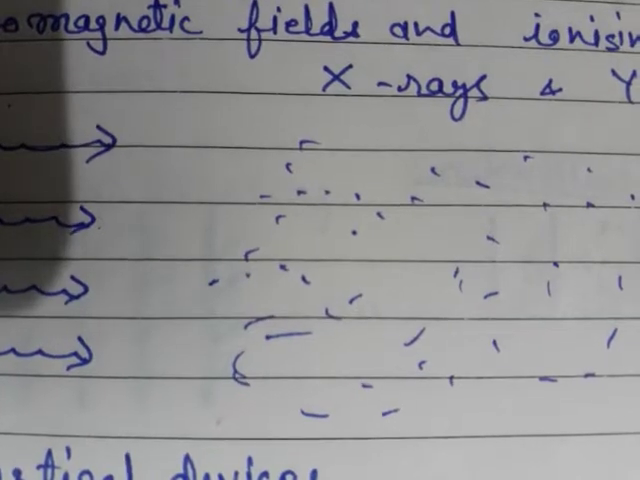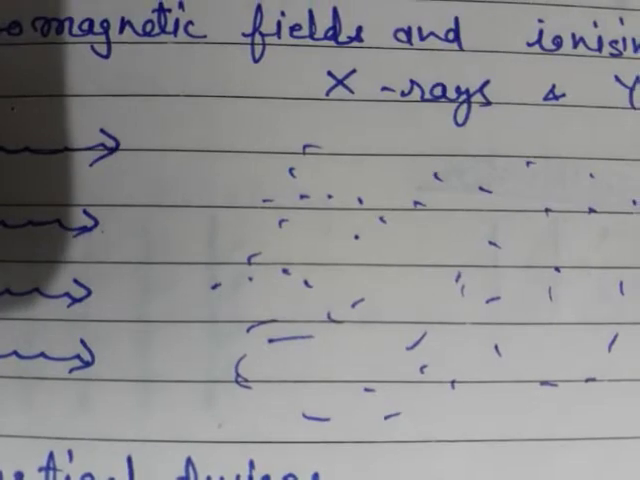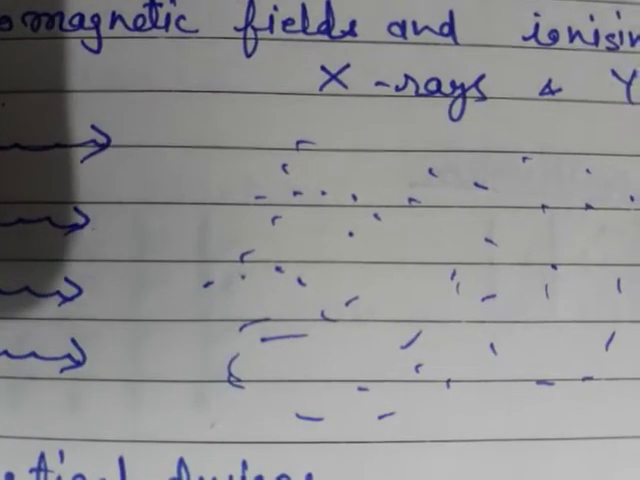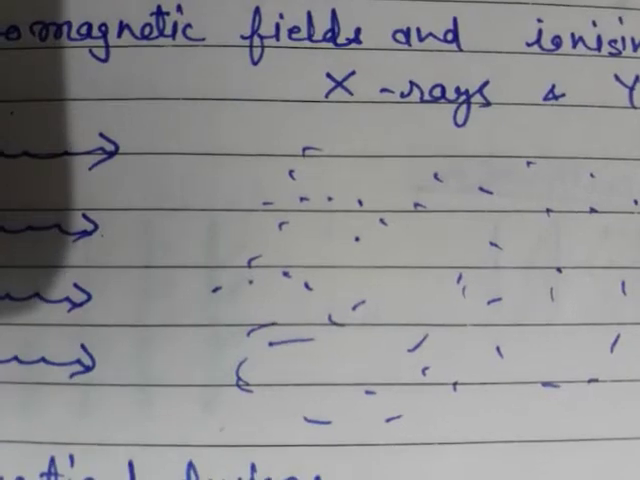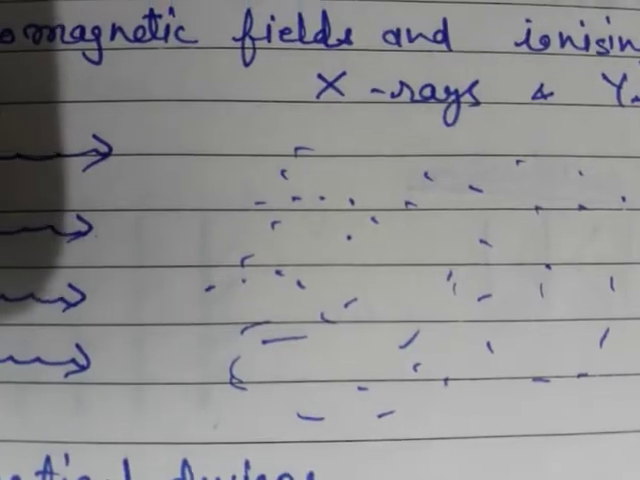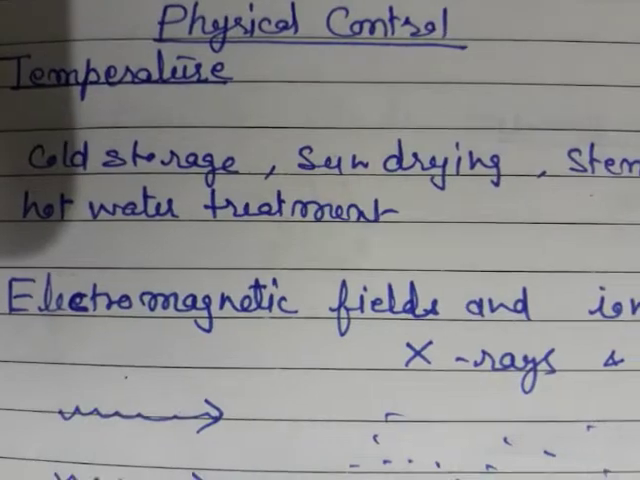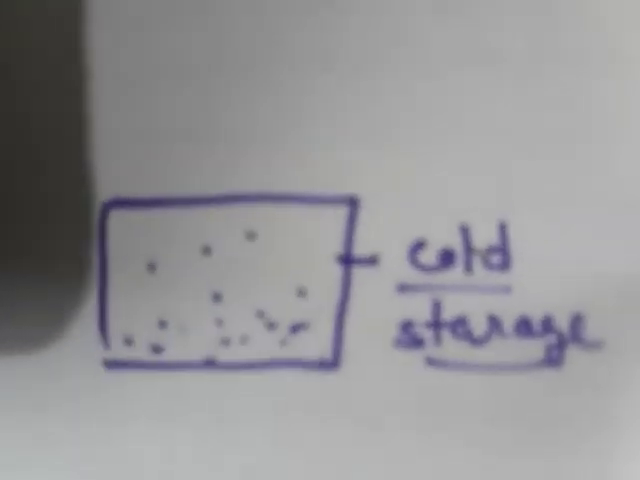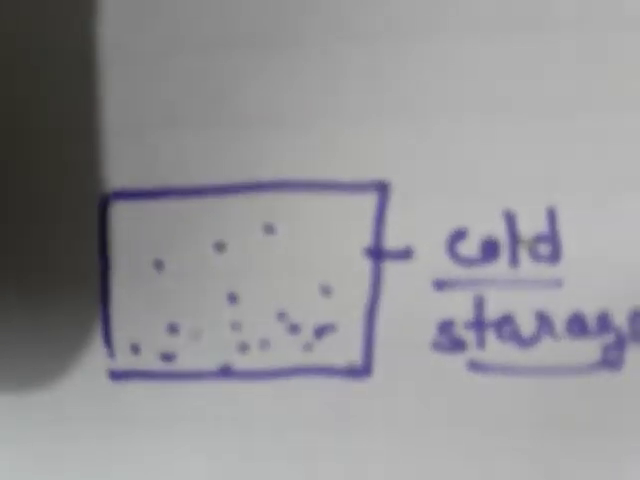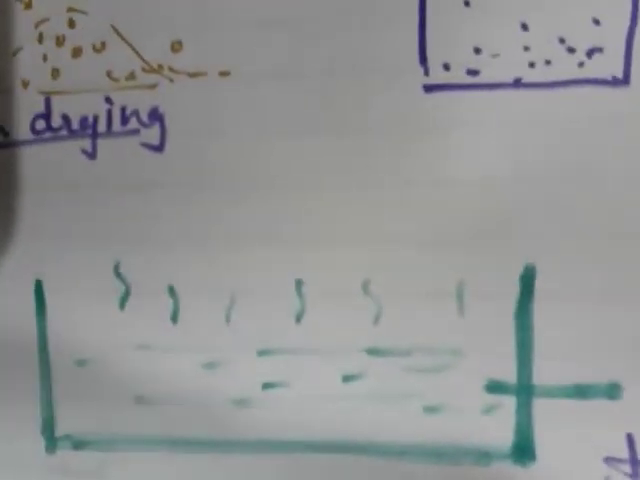The sound producing devices for frightening away vertebrate pests like birds and monkeys are in use, but in insect control its application is limited. So these are the physical control methods of natural control: cold storage, low temperature, sun drying, and hot water treatment.